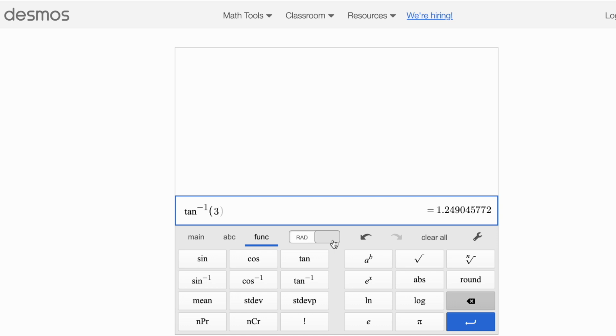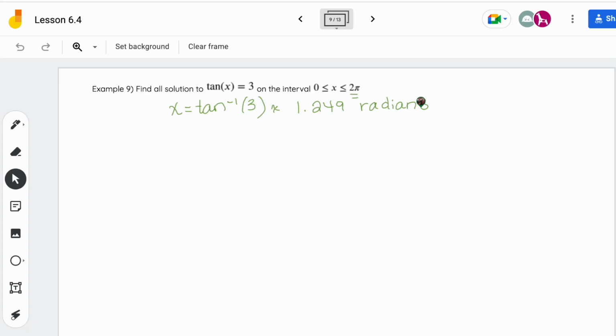Now, I also know that tangent is going to be positive in my third quadrant. If I kind of draw a reference angle here, from here to here, again, is about 1.249 radians. My other angle is going to be in the third quadrant. So I would need to add pi to that to find the radians within each cycle.